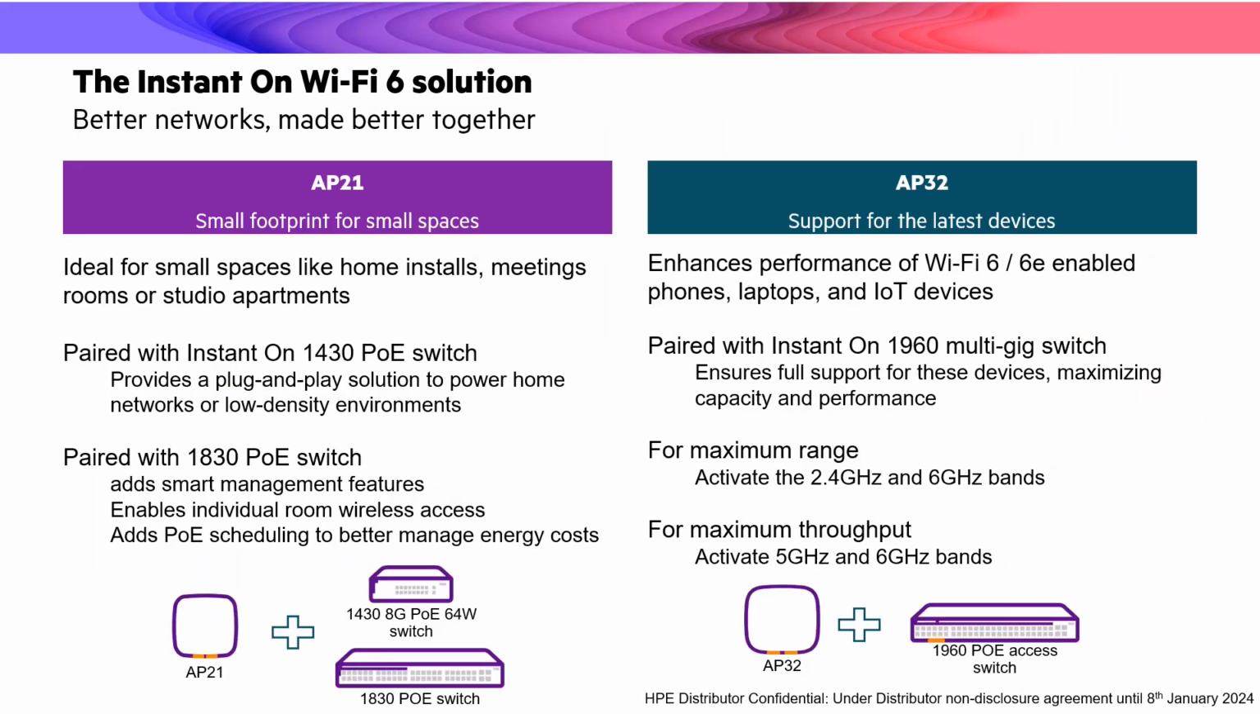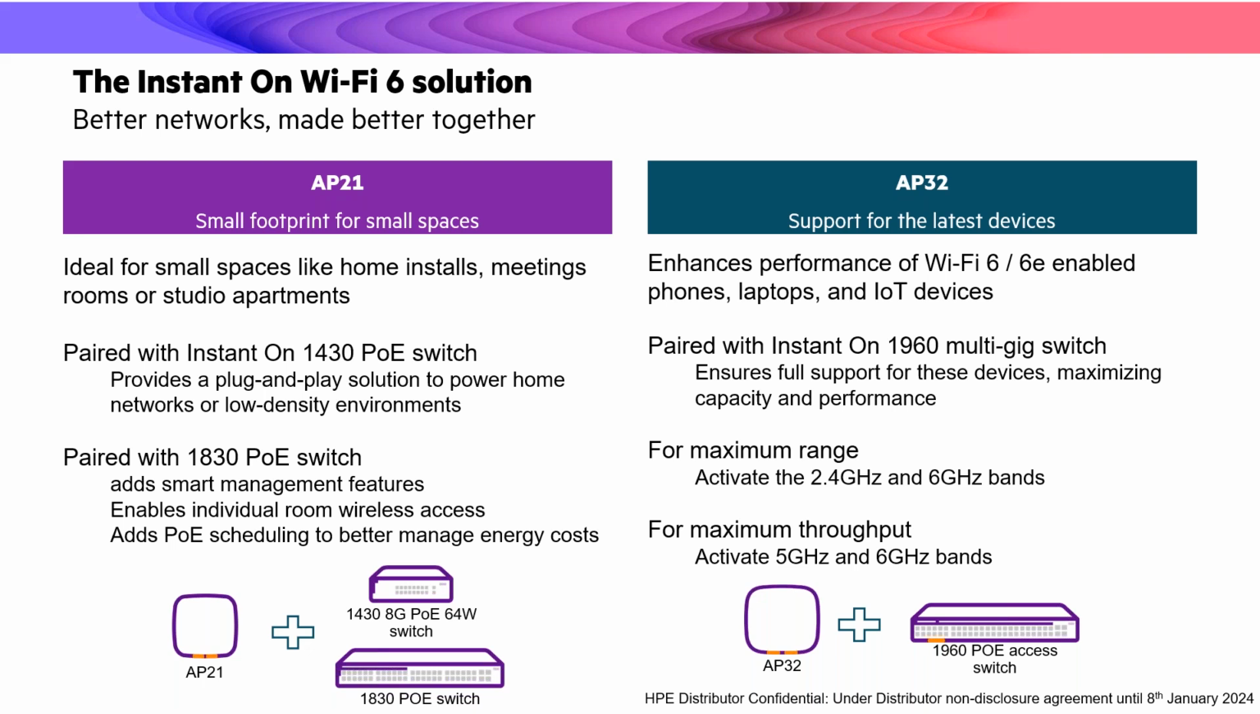And here's another couple of good examples. As one of the examples I talked about earlier with the AP21, small footprint for small spaces, we can fit an 1830 or even perhaps a 1430 with the AP21. And even though it's unmanaged, the AP can still be managed in the cloud. So obviously your switch you're not going to see in the cloud, but the APs you'll still be able to see in the cloud. And it gives your customers a good low-cost option from a switch perspective and an AP perspective.